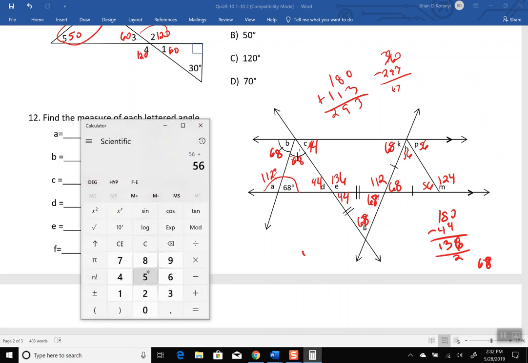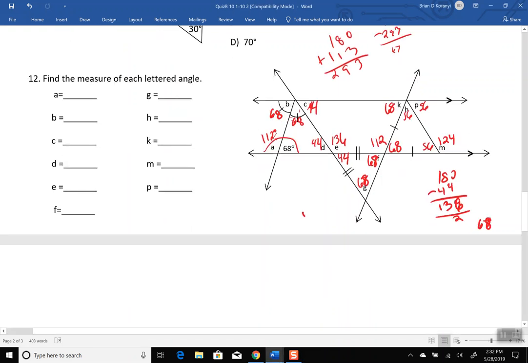Double check. 56, 56, 68. Yes, 180. Okay. Should have been all those angles. And that's it.